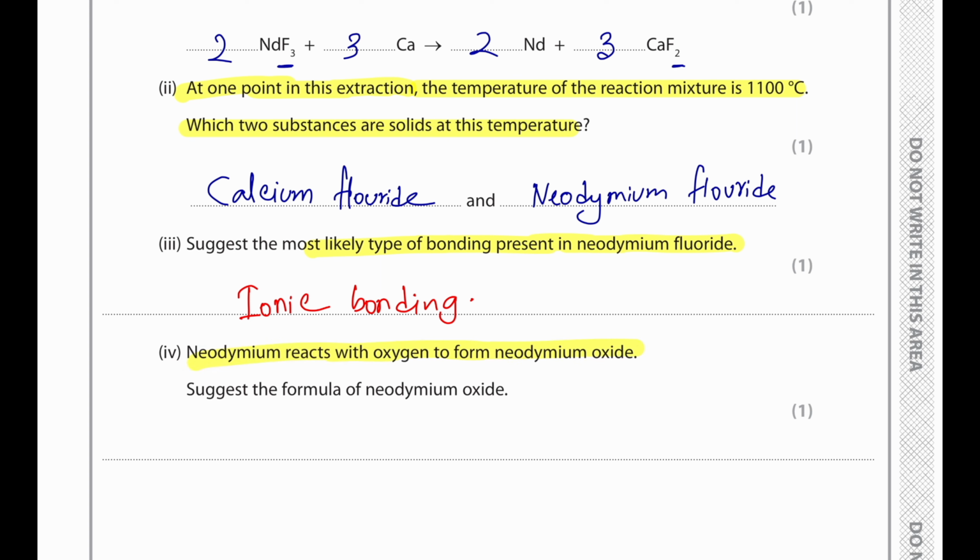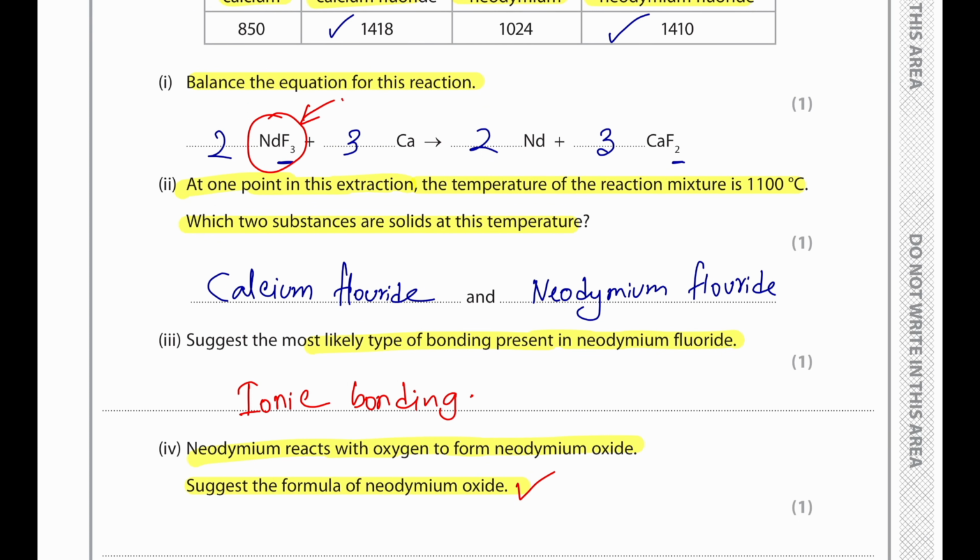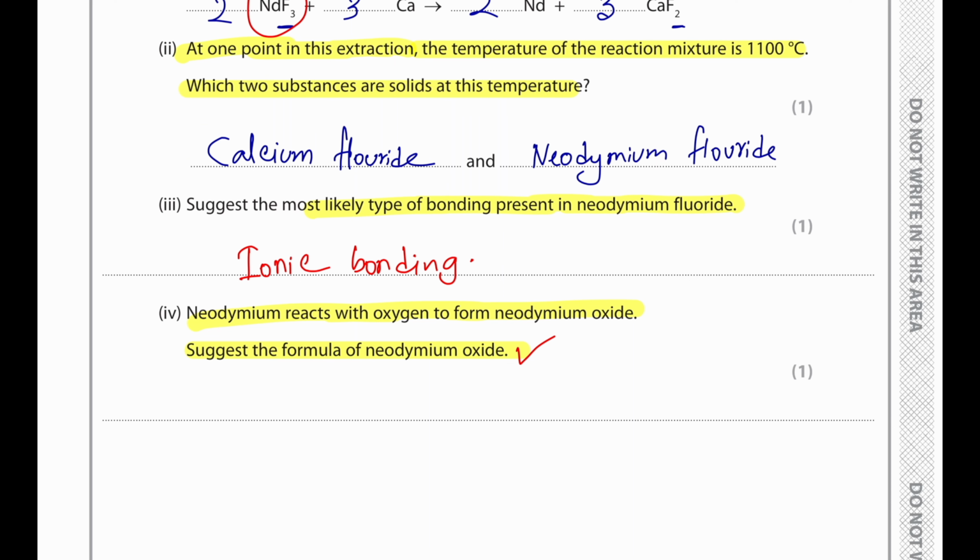Neodymium reacts with oxygen to produce neodymium oxide. Suggest the formula of neodymium oxide. In order to do the formula for neodymium oxide, we can look into this particular formula where the neodymium has an oxidation state of Nd3+. So neodymium oxide will be similar to that of aluminium oxide, Nd2O3.